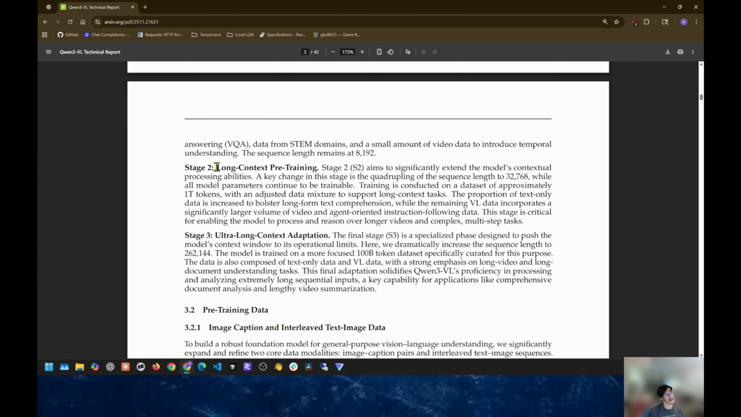And then, well, not finally, but second to finally, I think what really matters, because I think most LLMs break down at the 32K context anyway. So stage 2, long context pre-training.